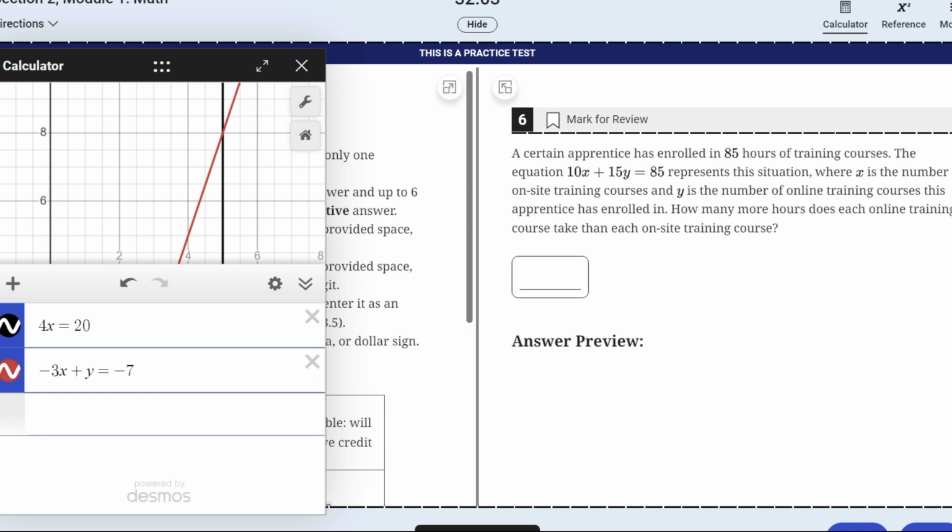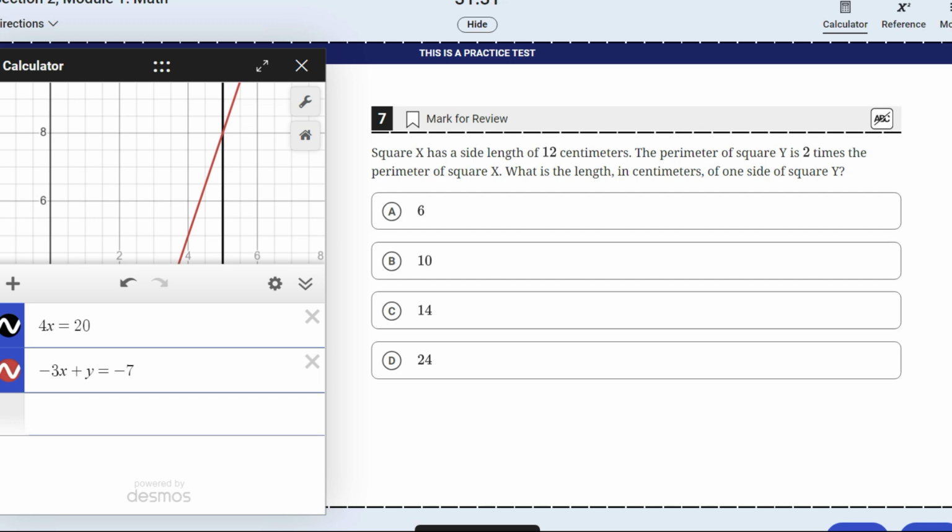So the next question, we have a certain apprentice who has enrolled in 85 hours of training courses. The equation represents the situation where x is the number of on-site training courses and y is the number of online training courses. Okay, the question is how many more hours does each online training course take? Well, that's easy. That's 15 minus 10.